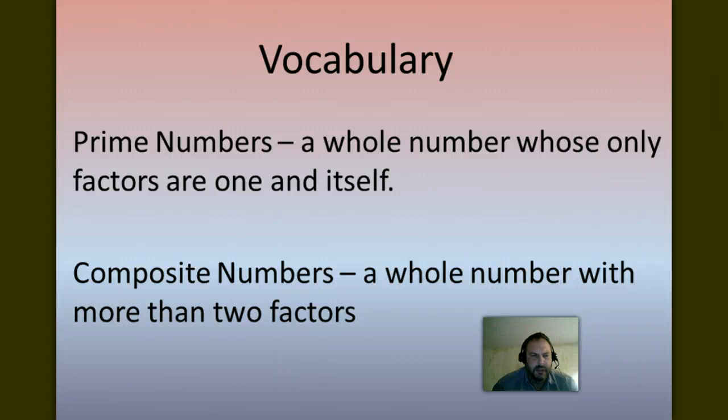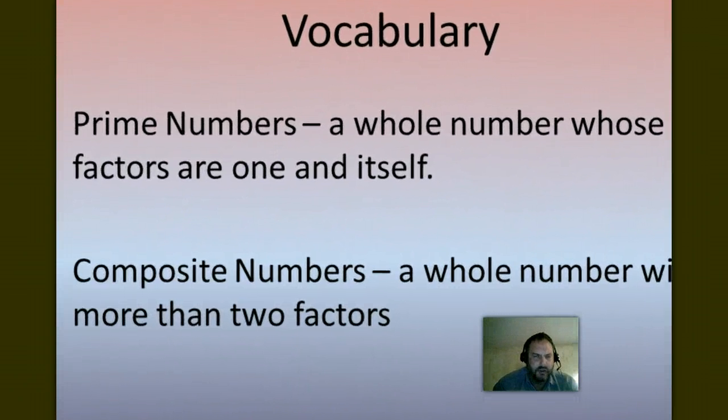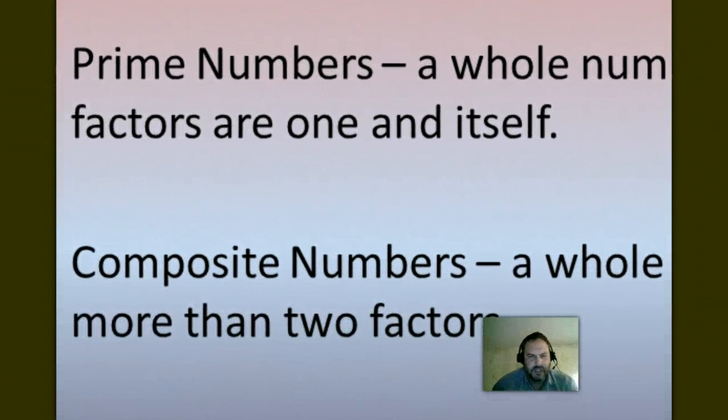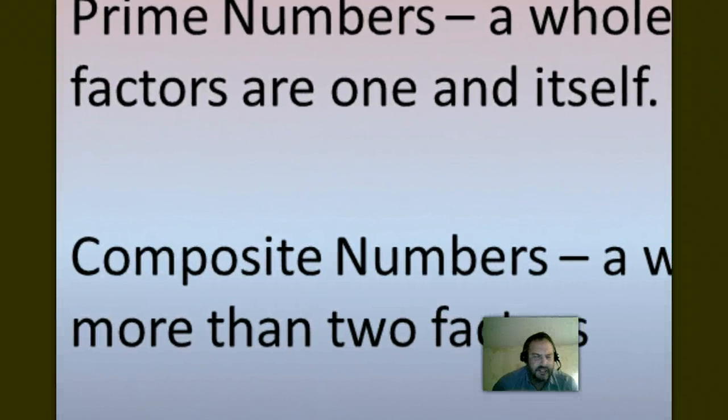None of the even numbers except 2 are prime numbers. All other even numbers are divisible by 2. Composite numbers then are whole numbers with more than 2 factors. 4 is a composite number. 8 is a composite number. 6 is a composite number. 26 is a composite number.